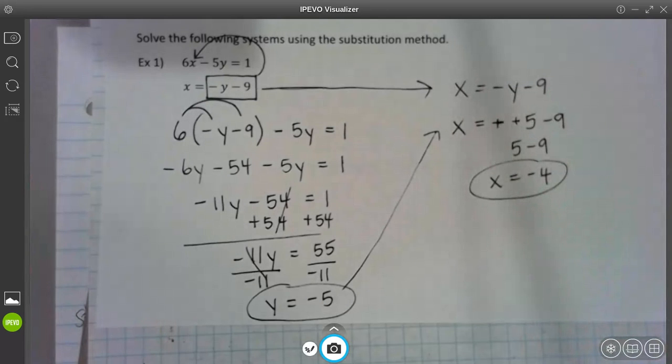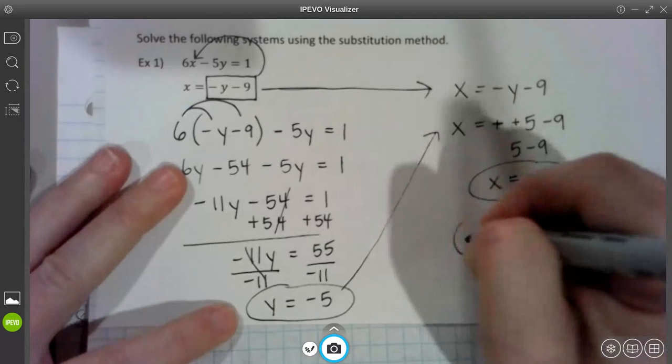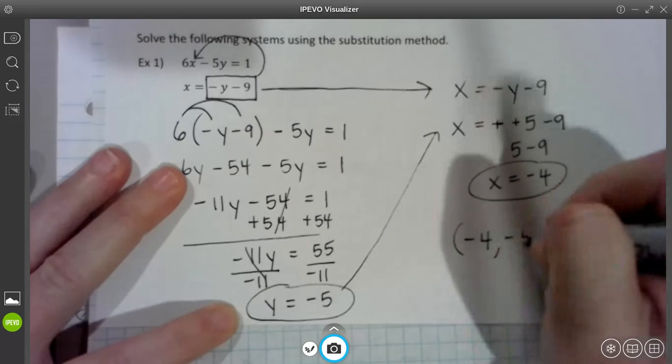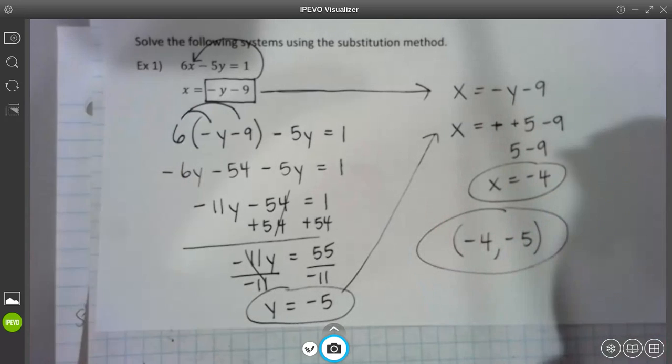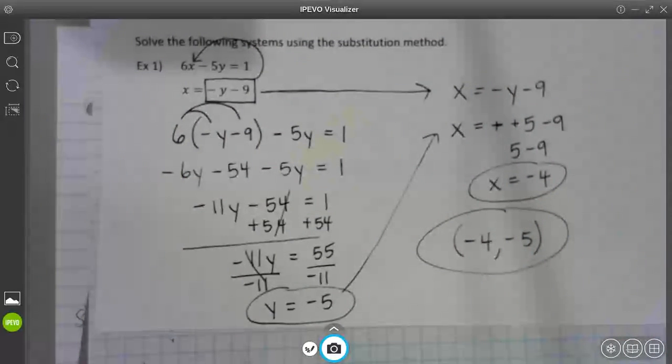So we didn't have to graph it, and we were still able to find an x and a y value that make both equations true. However, they still ask you to write your answer as an ordered pair. So the answer would still be negative 4, comma, negative 5. So on your homework tonight, you're going to have to write your answer as an ordered pair. Just make sure you put x first and y second.